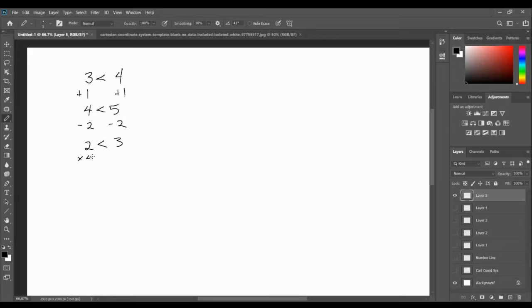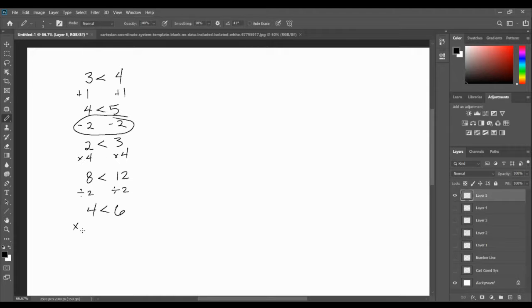Multiply by 4 and I get 8 is less than 12. That's still true. Divide by 2 and I get 4 is less than 6. That's still true. So clearly I can do the same sort of math that we've done before. So far the only negatives I've done were here. And that takes care of adding a negative is the same as subtracting.